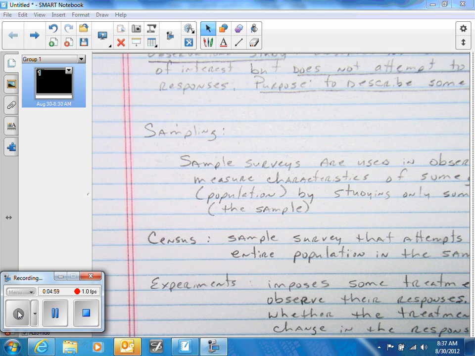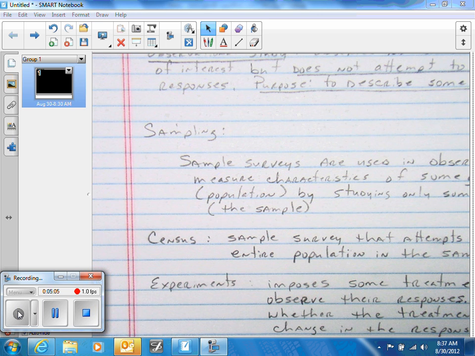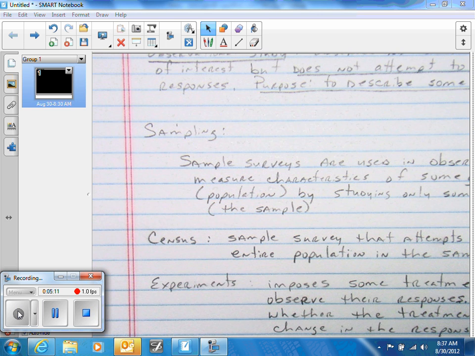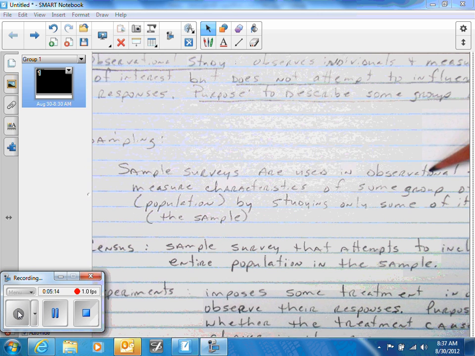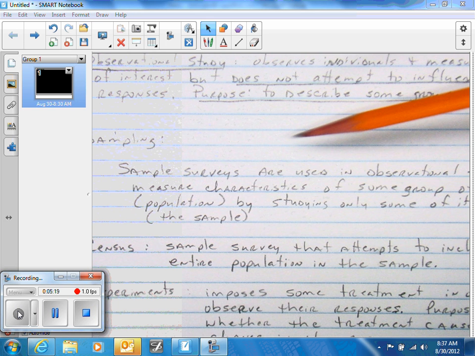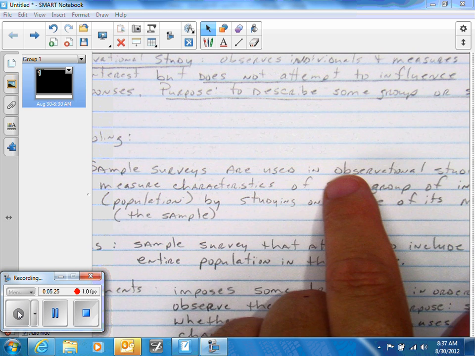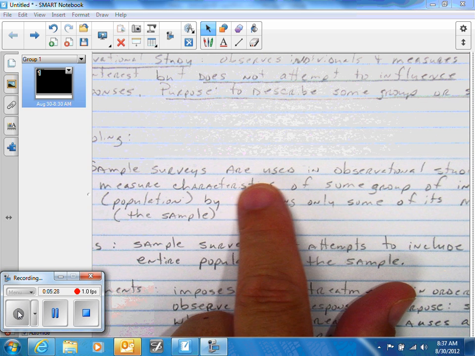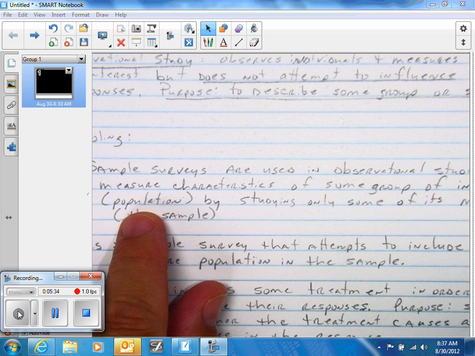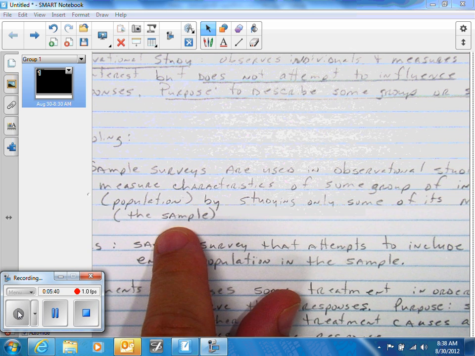They often offer prizes or money or some type of compensation in order to get them willing to take the sample survey. But sample surveys are used in observational studies to measure characteristics of some group of individuals. Therefore, we will call them the population. All right? So, sample surveys are used in observational studies to measure characteristics of some group of individuals, which are called the population, by studying only some of its members, which is a sample.